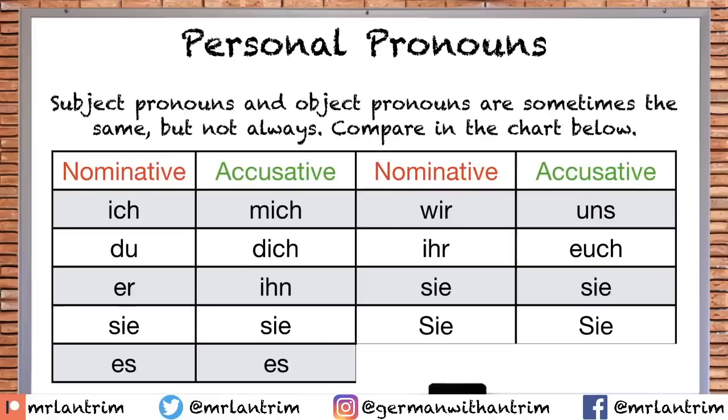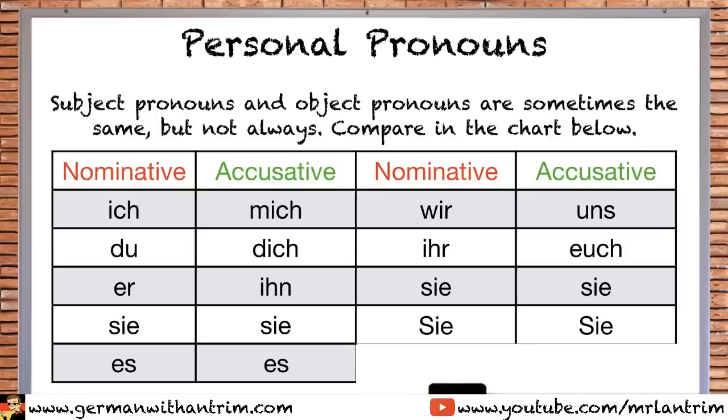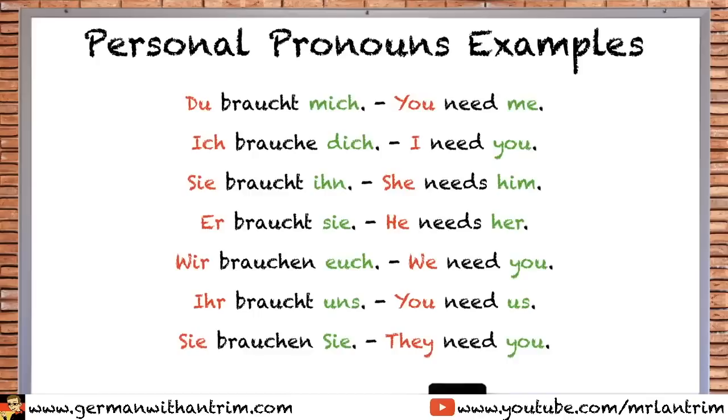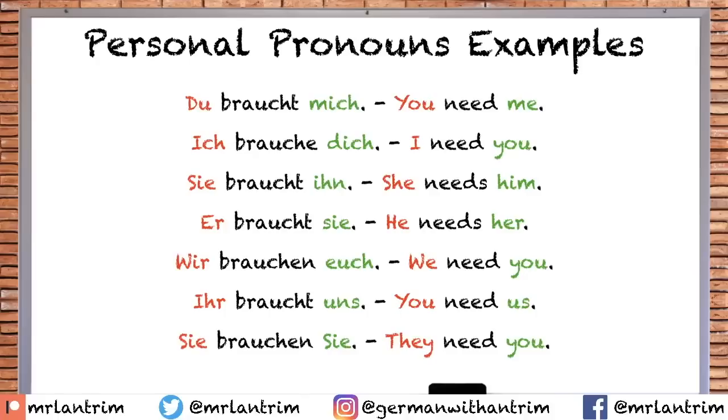It's just they and them in English, sie and sie, or you and you in English, and sie and sie. Again, no change there. Some examples here. I've used all of the nominative case ones on the left and all of the accusative ones here on the right in green. I've used the exact same sentence over and over again so that you kind of get a feel for exactly what I'm using here.